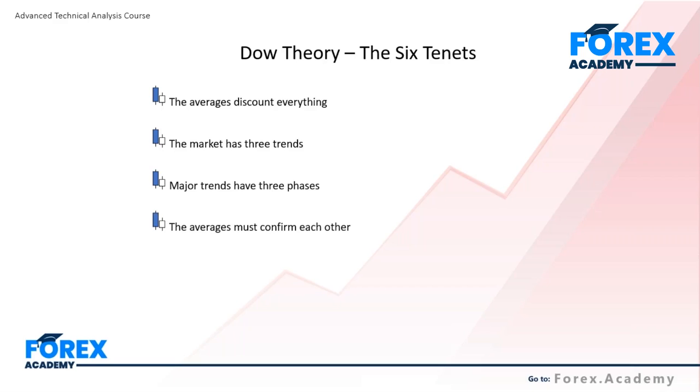The second is the market has 3 trends: up, down, and sideways. The third is that major trends have 3 phases. The fourth is that the averages must confirm each other. Initially, this was a comparison between the industrial average and the transportation average, and essentially the view was that if one made a new historical high, it necessarily needed to be confirmed by the other average.